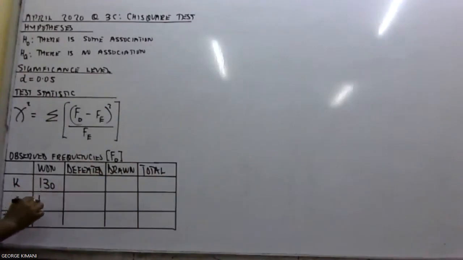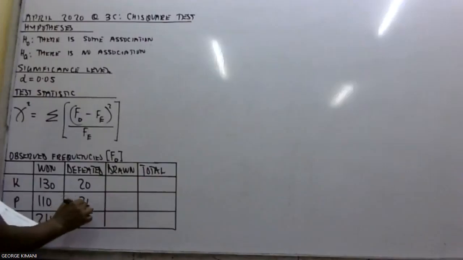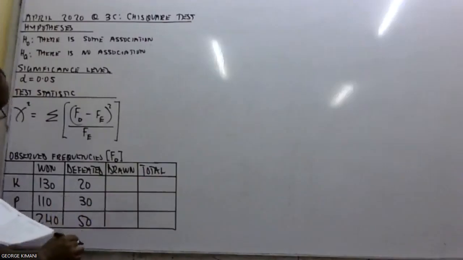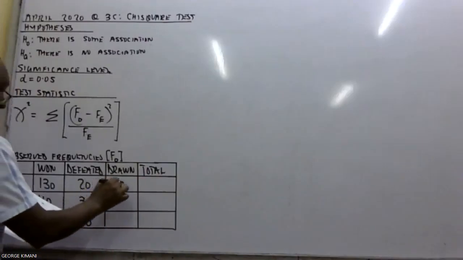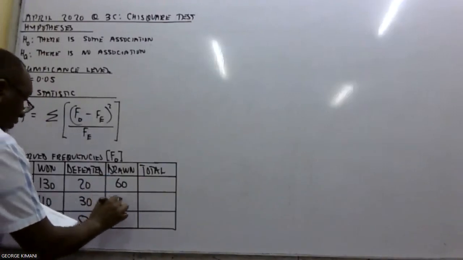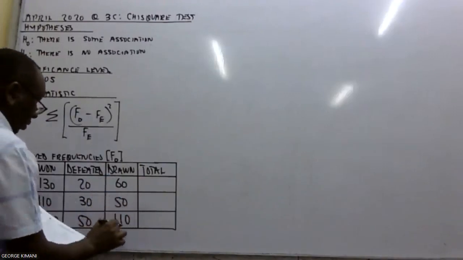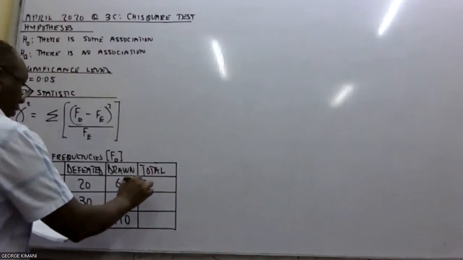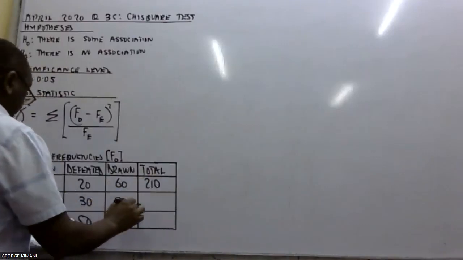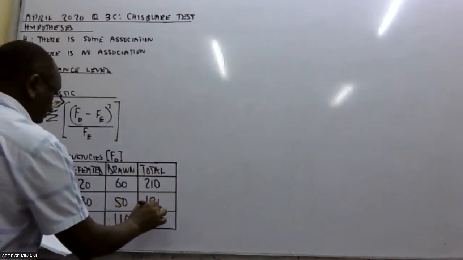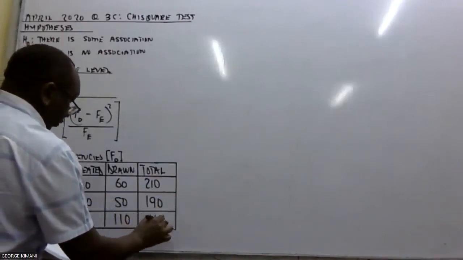130. This is 110. So this is 240. This is 20. This is 30. This is 50. 60. 50. 110. This is 210. This is 190. And that is 400.